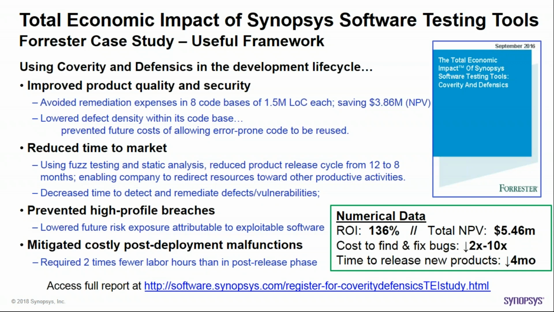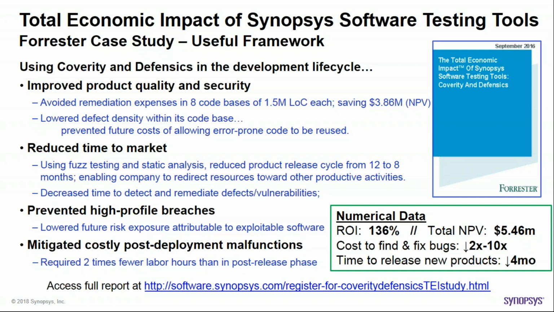By using fuzz testing and static analysis, it reduced product release cycles from 12 to 8 months. It decreased the time to detect and remediate defects and vulnerabilities. It prevented the high-profile breaches, the ones that put your CEO in the news. And it mitigated the costly post-deployment malfunctions.